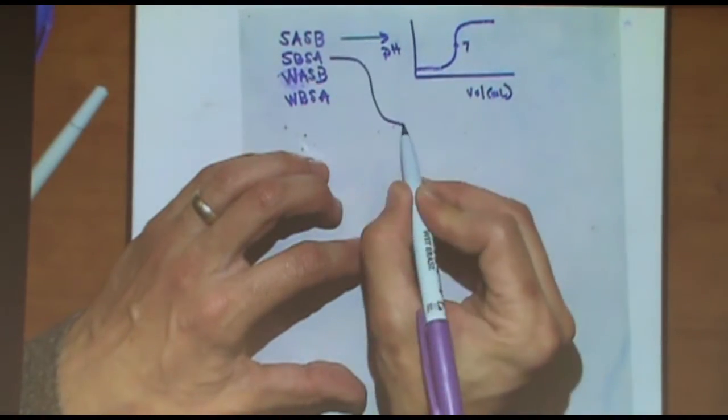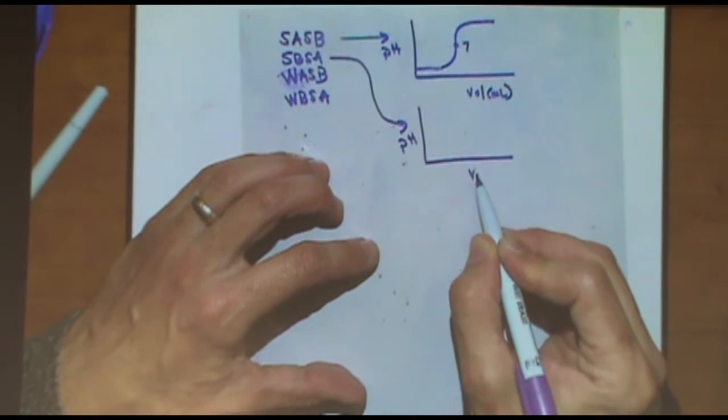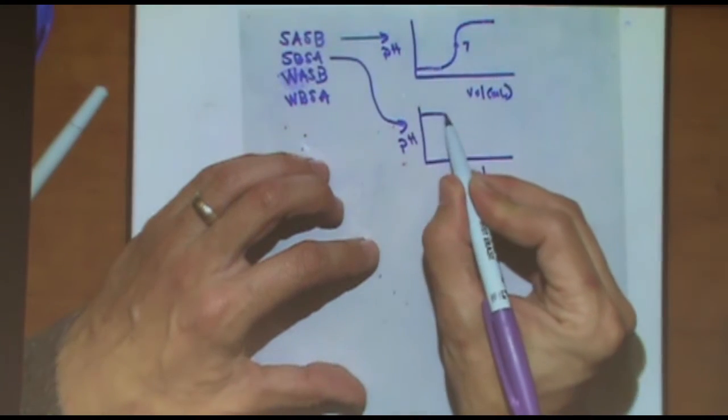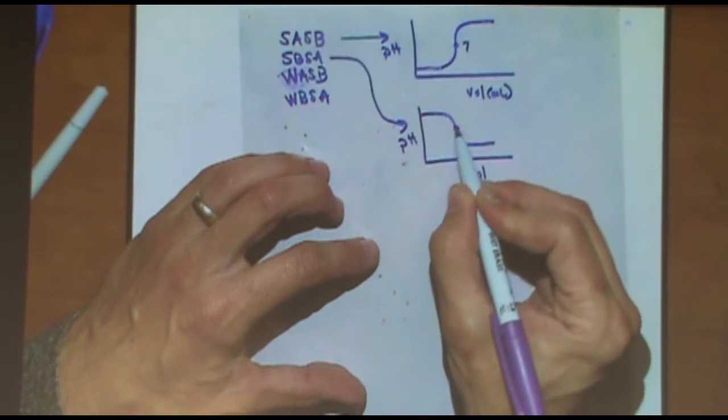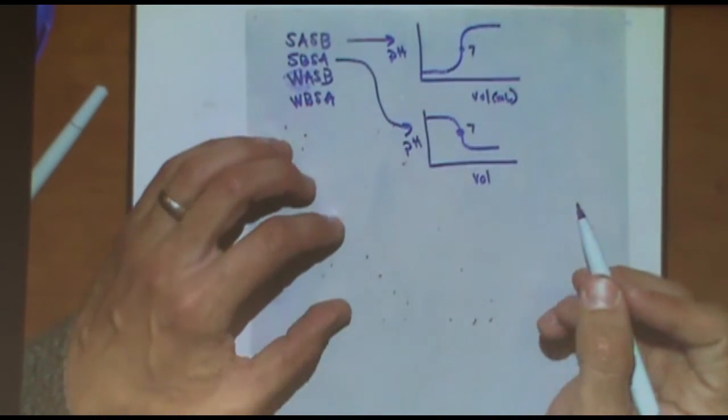Okay, the other one, the strong base, strong acid, its counterpart, if you do pH versus volume, is pretty much the exact opposite. It starts high and goes low, still goes through pH 7.